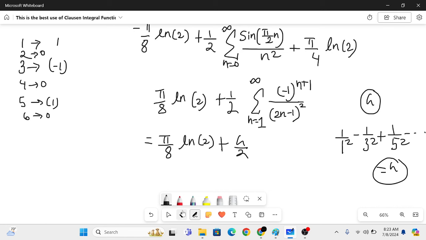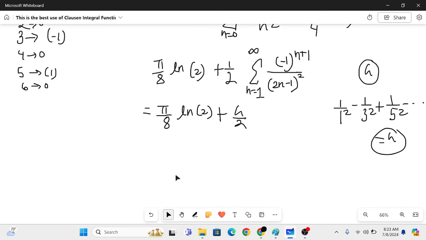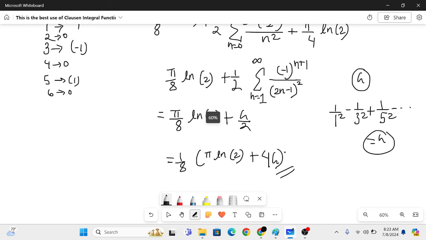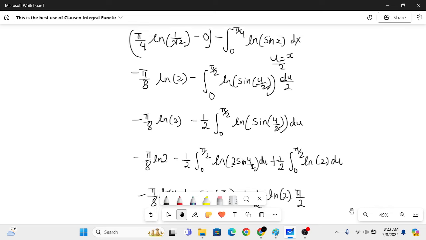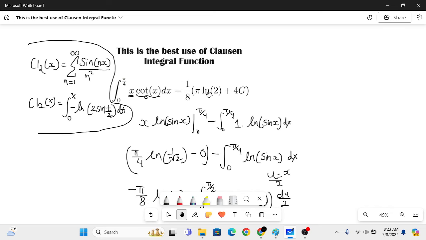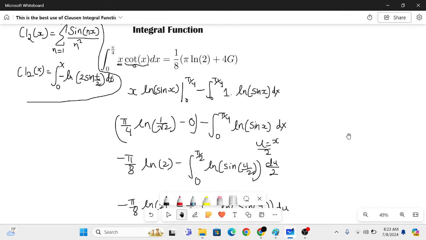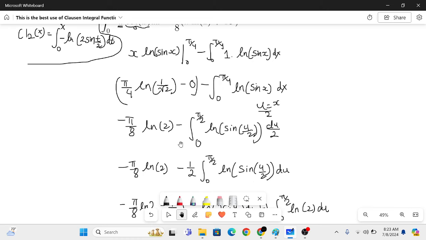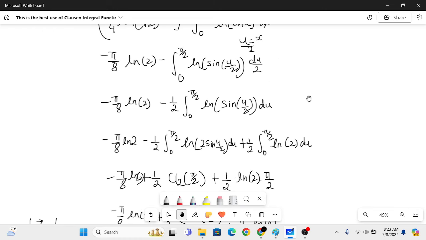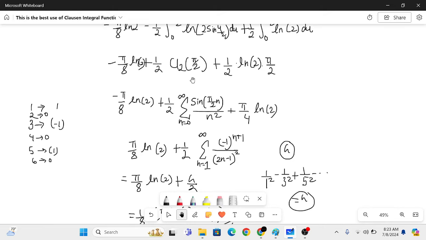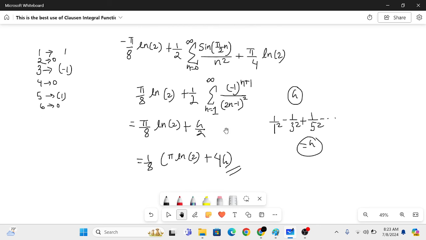Yes, now I can take 1 by 8 common. If I take 1 by 8 common, we get pi ln 2 plus 4G. Yes, and that is our answer. We have finally solved the question. The flow was, first of all, we used integration by parts, and then we tried to change it to the form of the Clausen integral function, and then we used its sum representation, and from there we got the value.